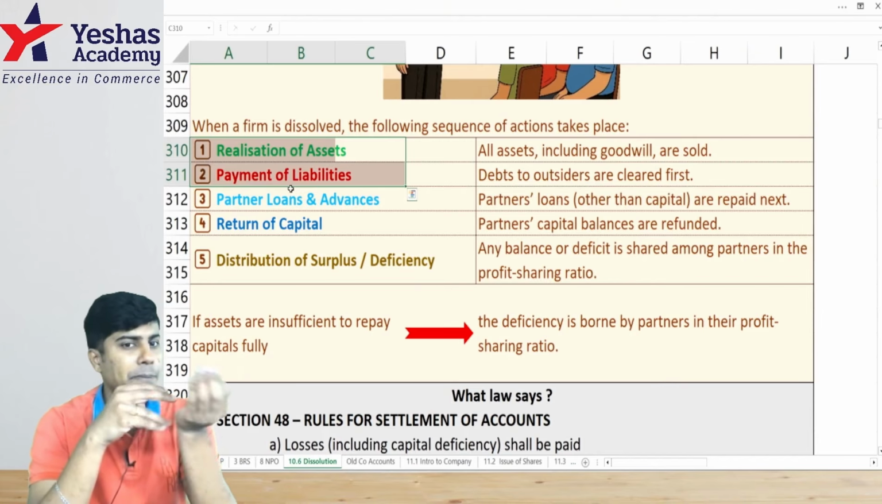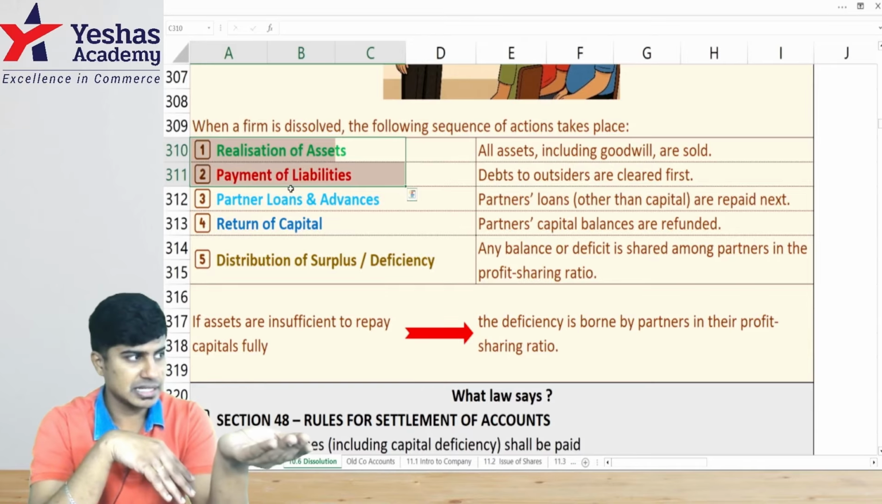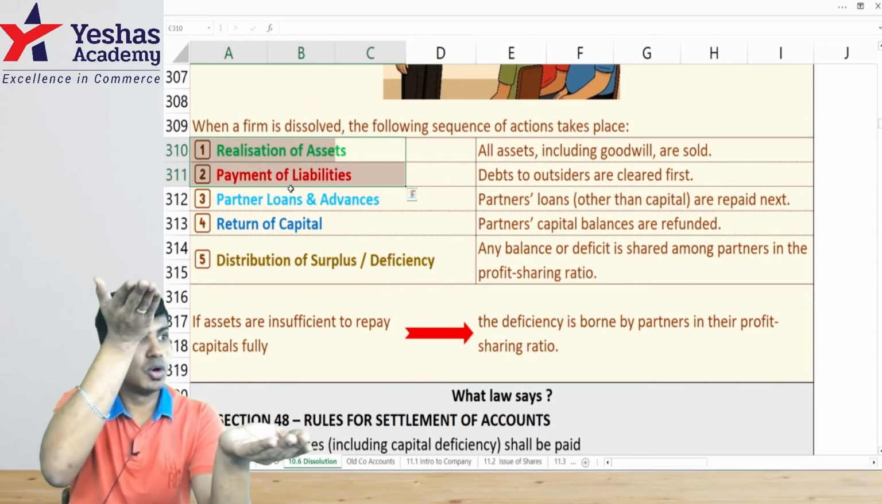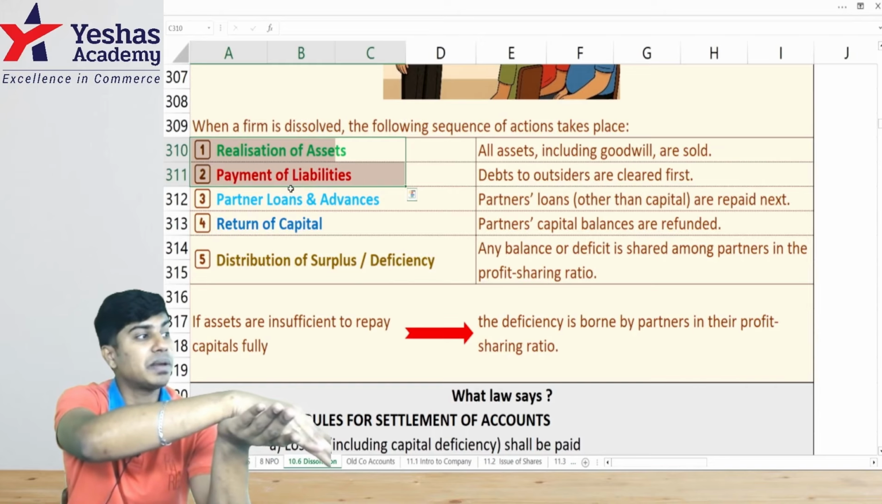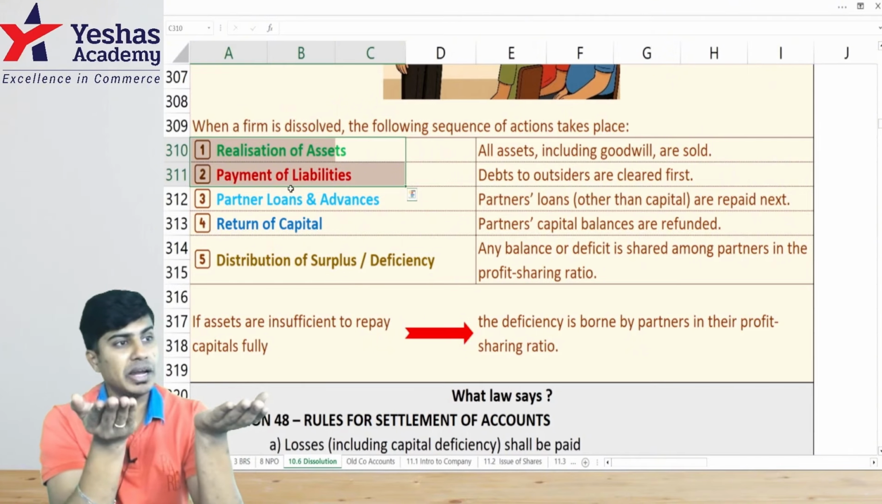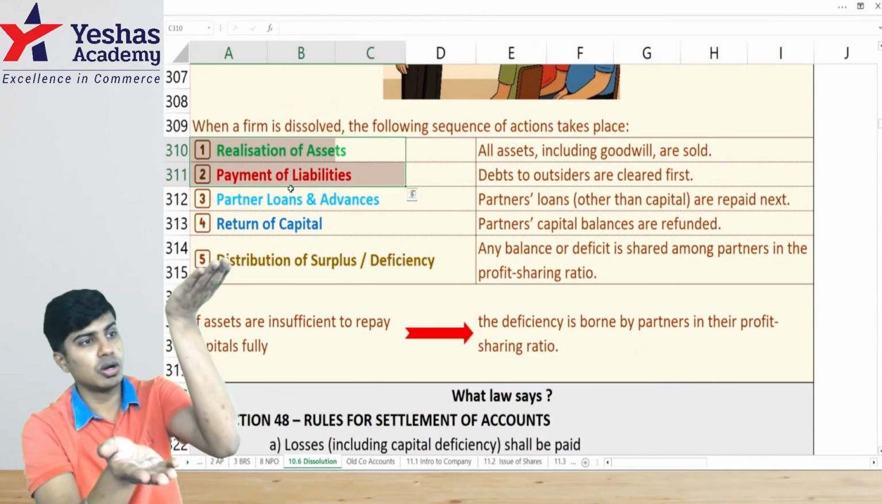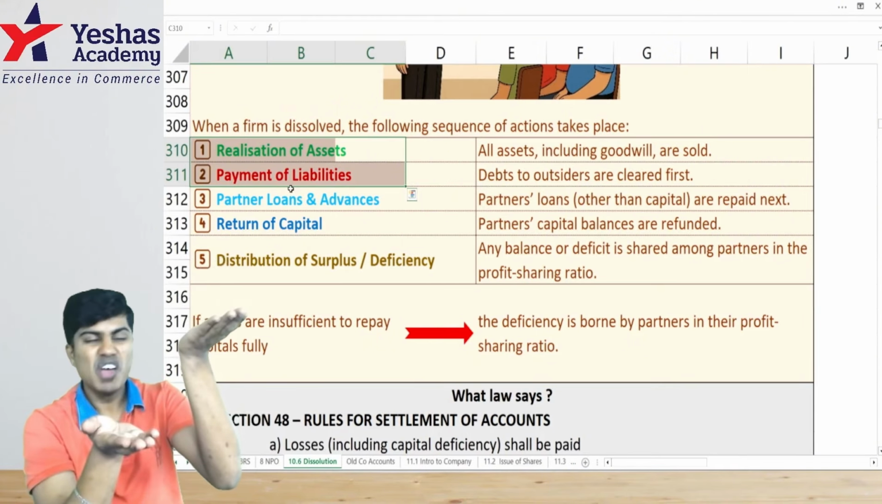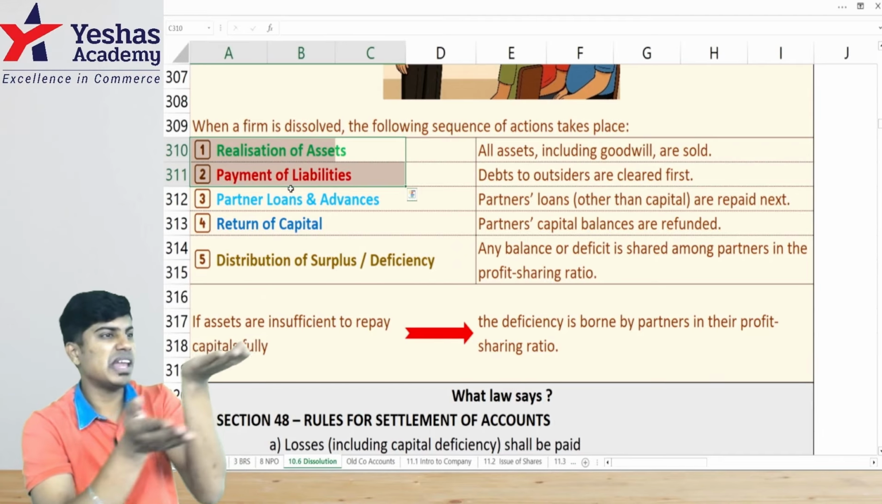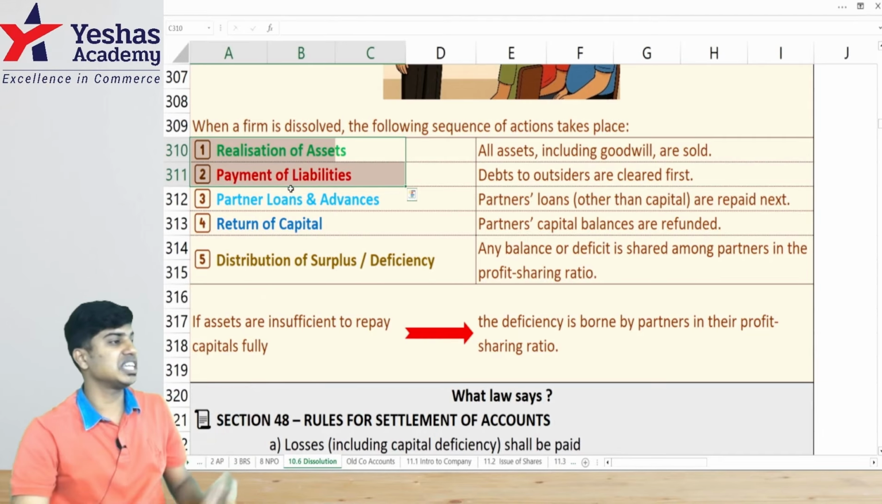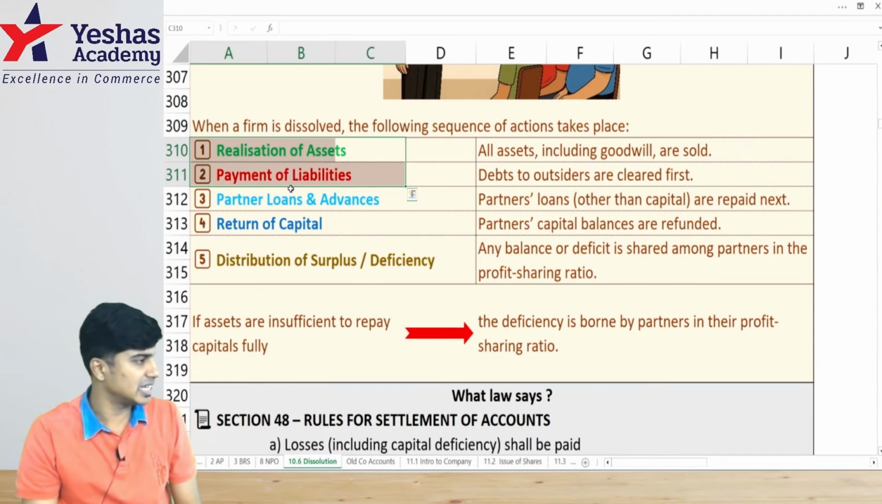If money payable towards capital is less and money available is more, we pay the extra, surplus or profit. If the money payable towards capital is more and money available is less, we won't pay the full money, we will pay lesser money. That is deficiency or loss in realization.